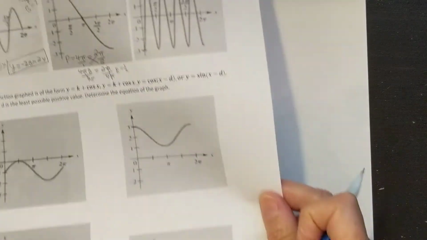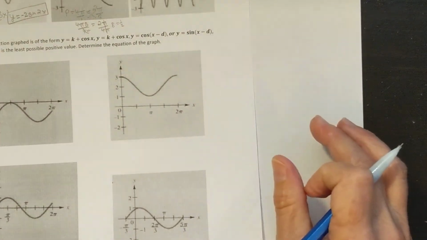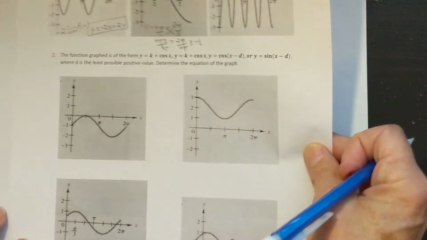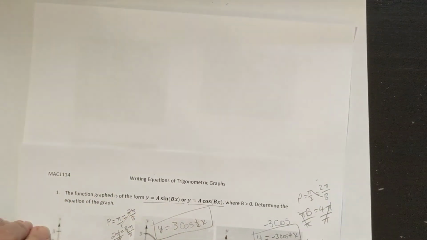All right, let's look at these last 4. I'll make sure I've got it in a place where you can see it. I need to fold my paper. Okay. Let me fold it so you can see these last 4.